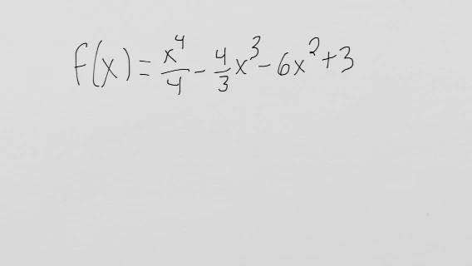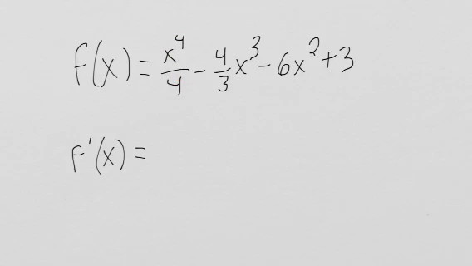Okay, we have the function f(x) = x^4/4 - (4/3)x^3 - 6x^2 + 3, and we hope to find the maximums and minimums, the maxima and minima of f(x), by using the derivative. So first we're going to find f'(x), the derivative.